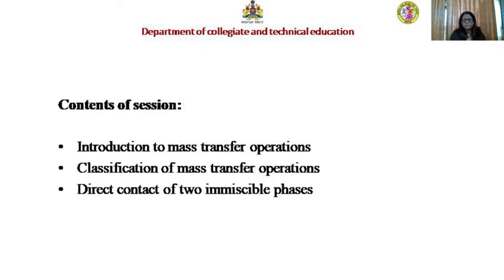A quick look at the topics that are going to be discussed today. The first important thing is to know what mass transfer operations are. That will be discussed under Introduction to Mass Transfer Operations. The next thing is the classification of mass transfer operations, and the next thing is direct contact of two immiscible phases. This is one category under the classification of mass transfer operations, which is an important category. We will be seeing the important operations that we are going to study under this category.